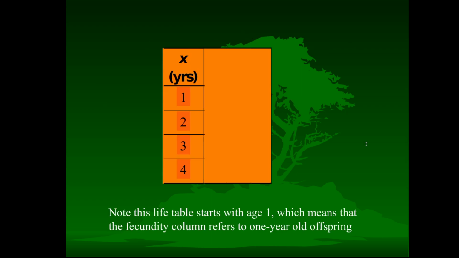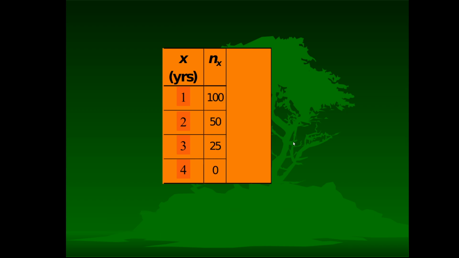So here's the life table. We have ages from 1 to 4 years. And for some reason, I started the table with age 1 here instead of 0. Doesn't really matter. It just means that the fecundity column refers to 1-year-old offspring. And we start with 100 individuals, which gets cut in half each year. Only half the individuals survive to their next birthday. So only 50 out of 100 survive from age 0 to 1, and only 25 out of those 50 survive from age 1 to 2. After that, none survive. So survival is 50% or 0. Very simple.